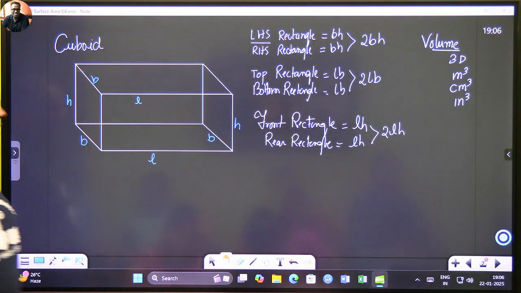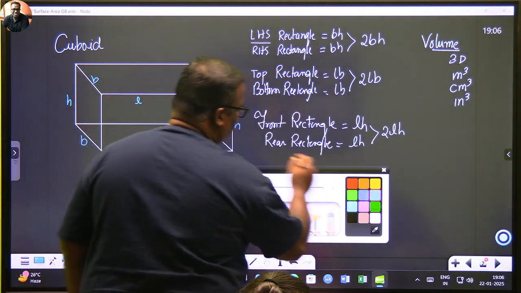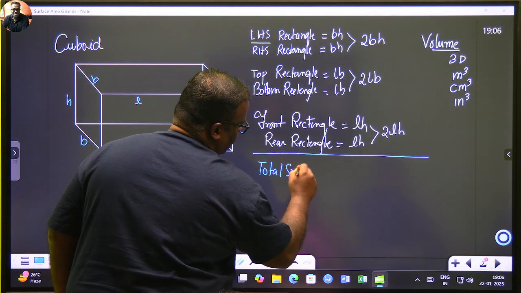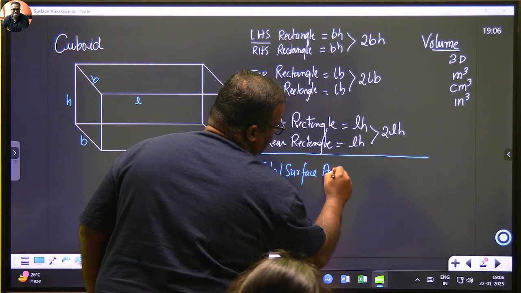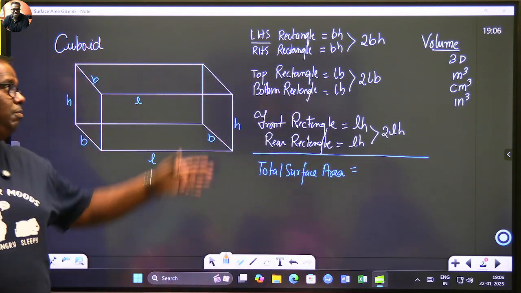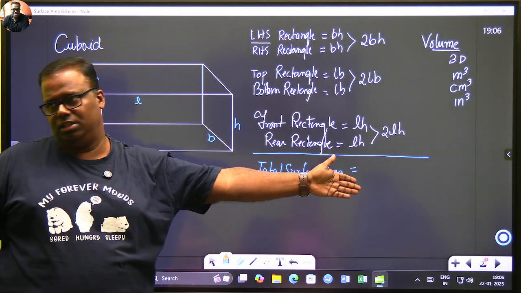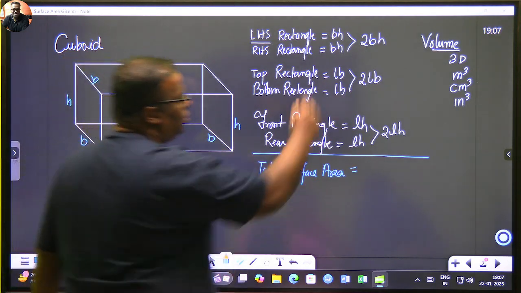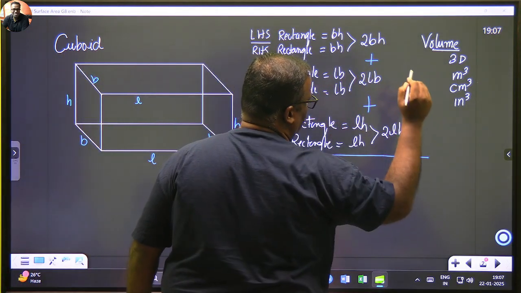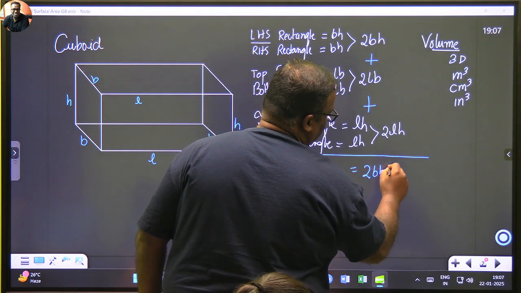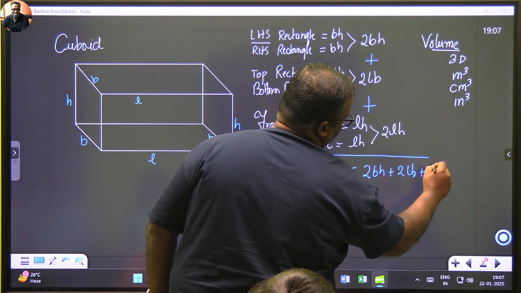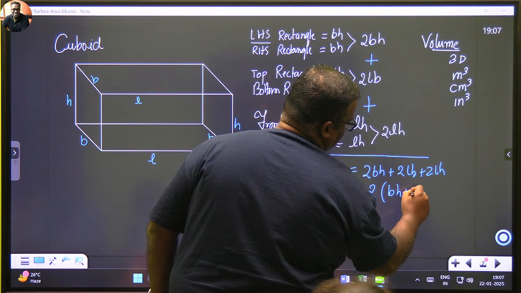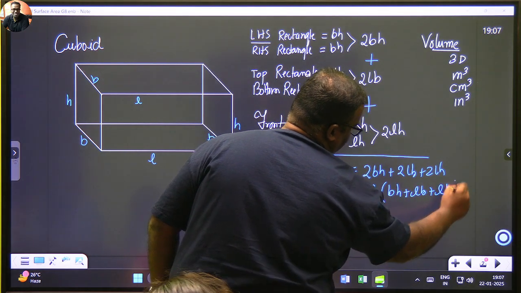Understood? Now our job is to find out the total surface area. So in total surface area, what do we do? We're just going to add up all these, right? With clear 2LB, 2BH, 2LH. So we are going to add this one with this one with this one. So you can take 2BH plus 2LB plus 2LH and you can take 2 common and it becomes BH plus LB plus LH. That's it.